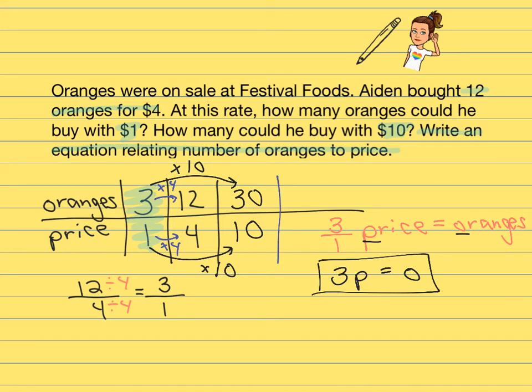We could even test it. What if we wanted to know how many oranges we can buy if we have $15? 3 times 15 equals 45.